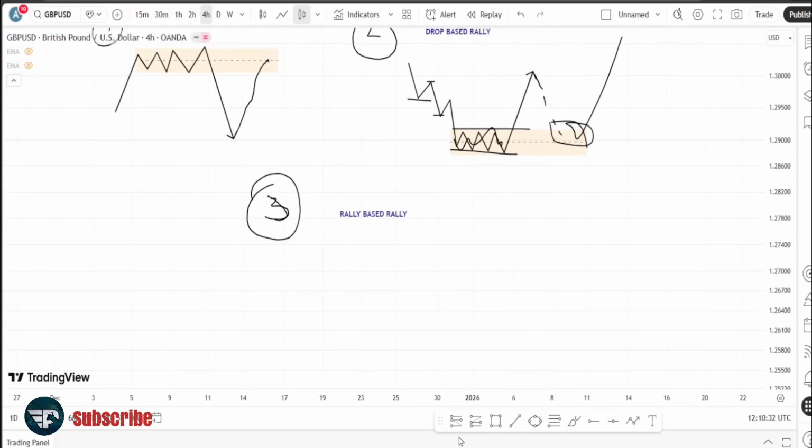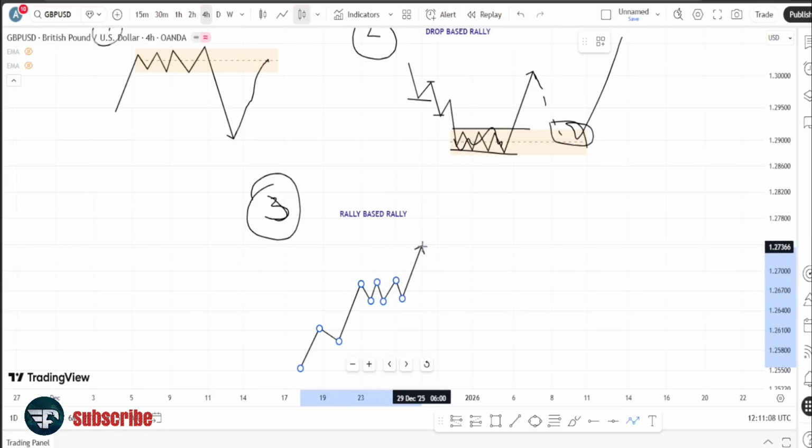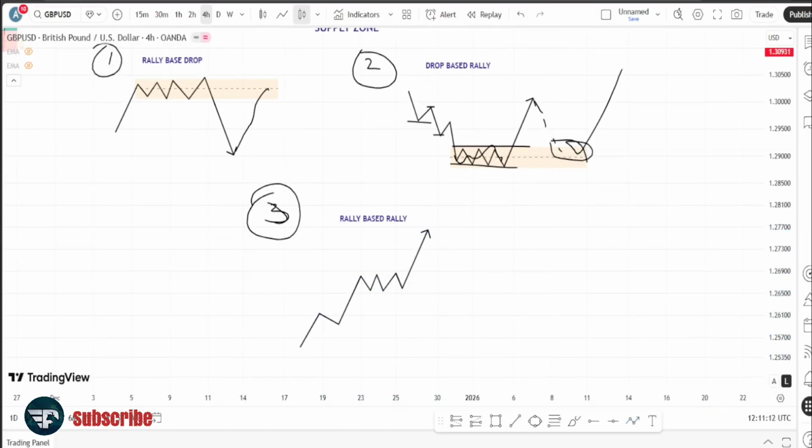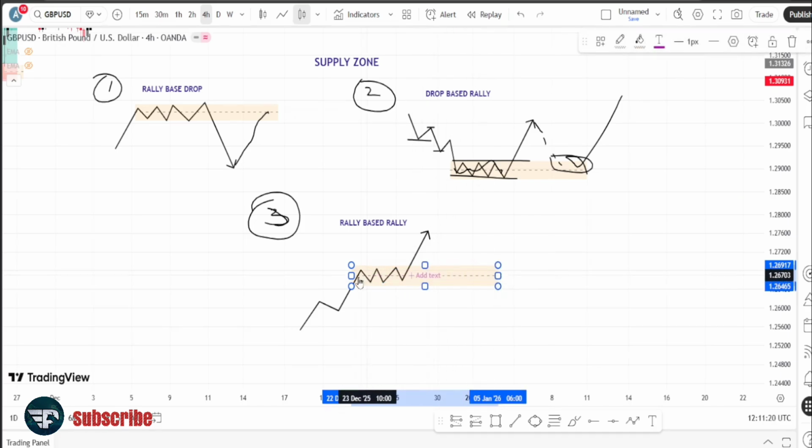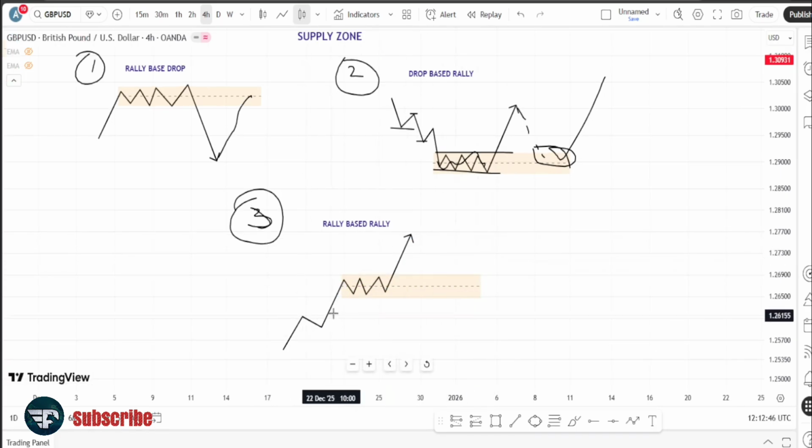This is how it looks like. There will be a rally, that is price pushes up, pushes down, pushes up. There will be a base like this, and then price will break the base to the upside. This is what we call rally, base, rally. The area where the consolidation is happening becomes the base, so you draw your zone from there. Something like this.